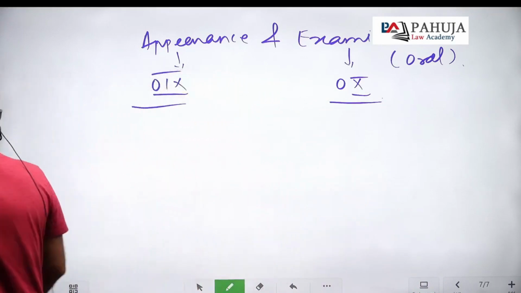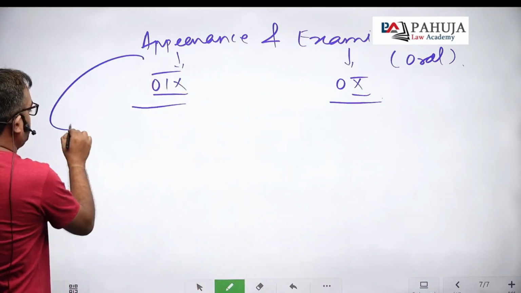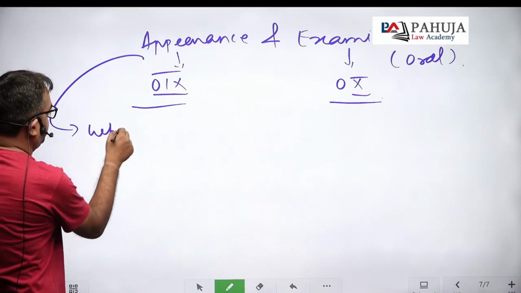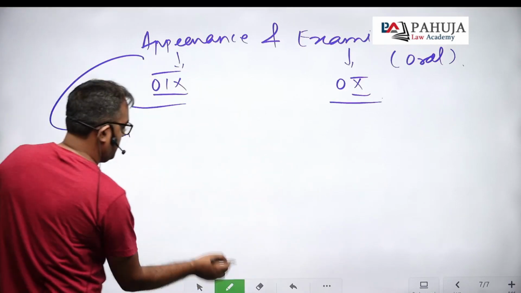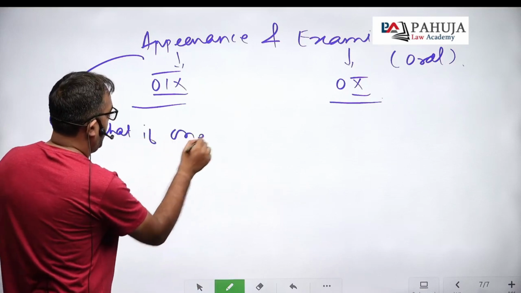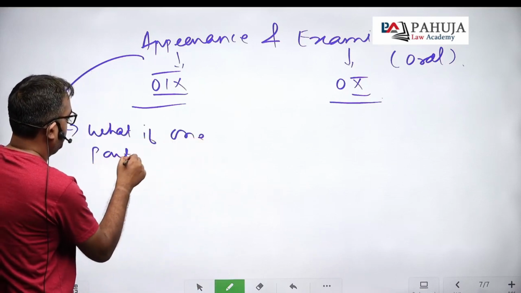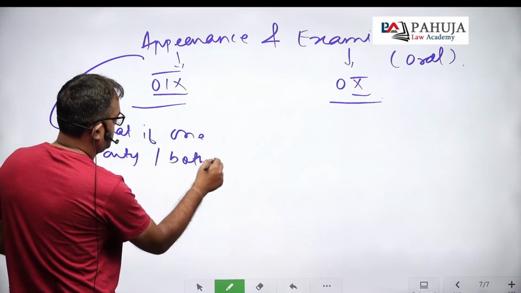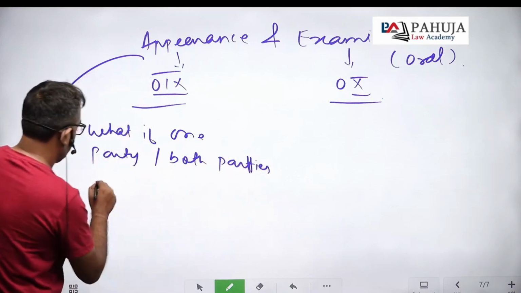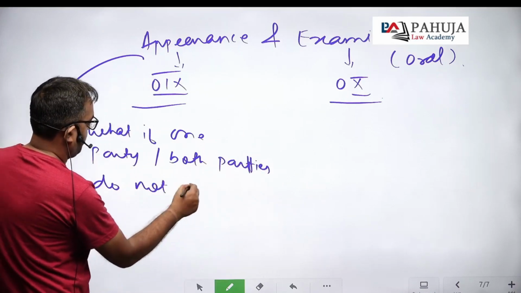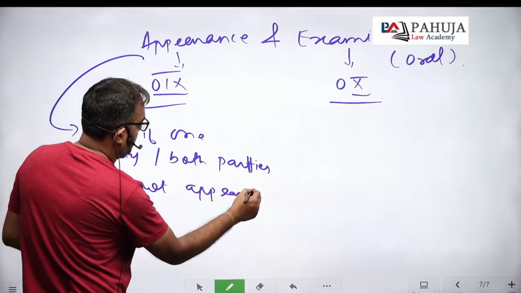सो दैट इज ऑल अपीयरेंस. तो अपीयरेंस में हम लोग देखते हैं कि व्हाट इफ one party or both parties do not appear. What are the consequences of that?